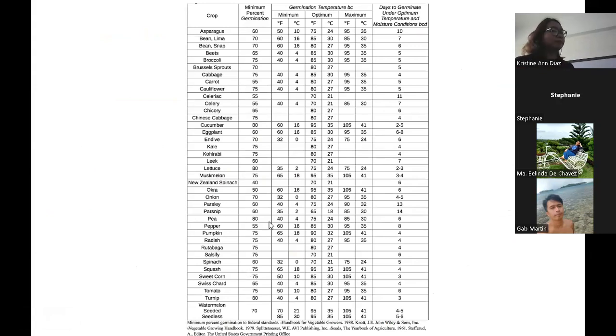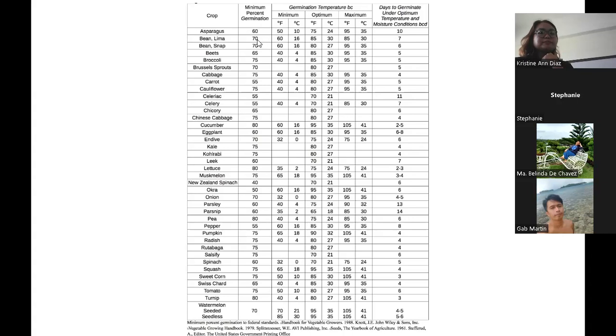These are the different minimum percent germination with their germination temperature, and the days of their lifespan. This is in degrees Celsius, and in Fahrenheit. The range is 2 to 16 degrees Celsius. The minimum and optimum should not go beyond 41 degrees Celsius, because it becomes too hot.